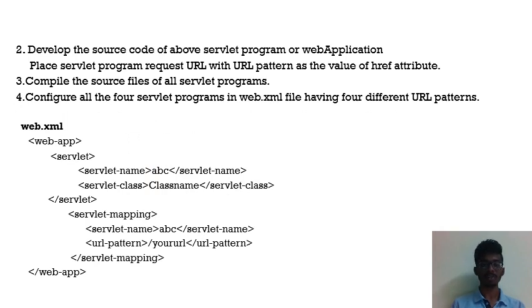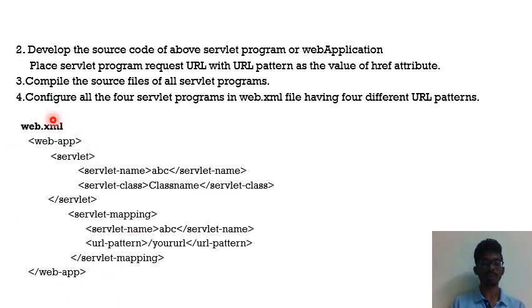And then we have to develop the source code of the above servlet program or web application. Place the servlet program request URL within the URL pattern. Compile all the source files which we have. Configure all the 4 servlet programs in web.xml having 4 different URL patterns.